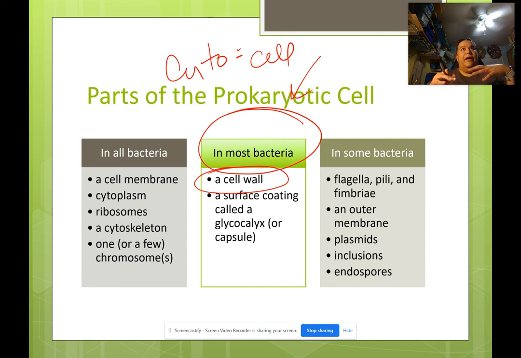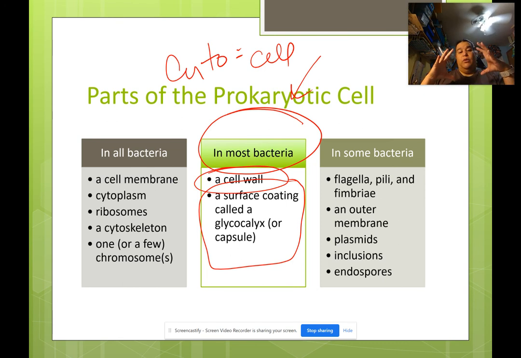It would be like comparing, and I know this is going to sound really weird, but let's say the Three Little Piggies. You have a straw house. A straw house is a lot more malleable, a lot easier to kind of tear down than a brick wall. So the straw would be like the cell membrane. It's malleable, you can move it. But a cell wall is more like bricks, okay? You also, in most, have a surface coating called a glycocalyx or a capsule. So you've got this cell wall, and normally outside of that, you have this glycocalyx.